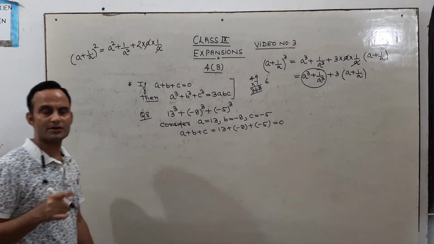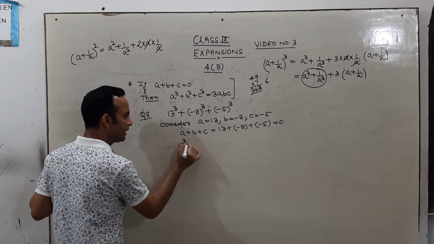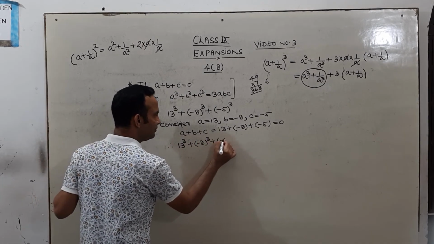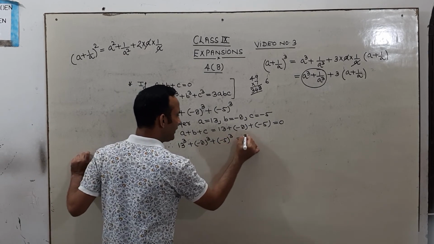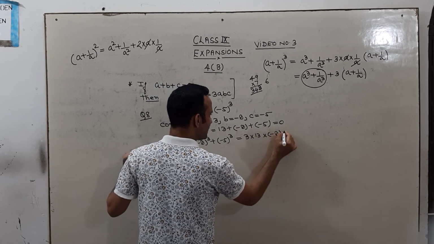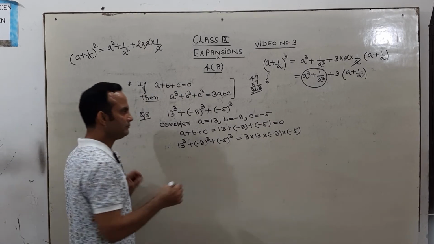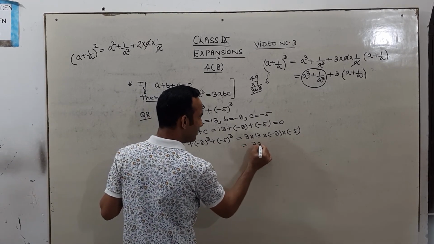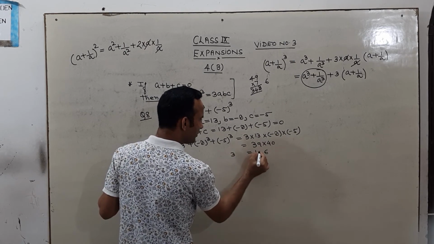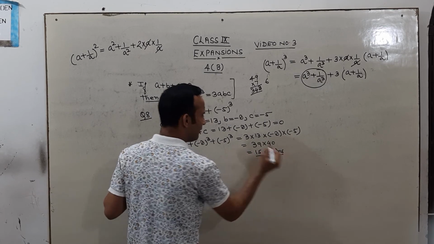Means a plus b plus c is equal to 0. Therefore, a cube plus b cube plus c cube is equal to 3 times of a, b, c. This is 39 into 40. This is 1560.